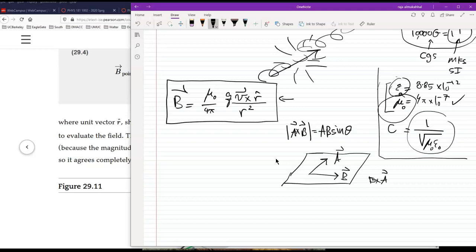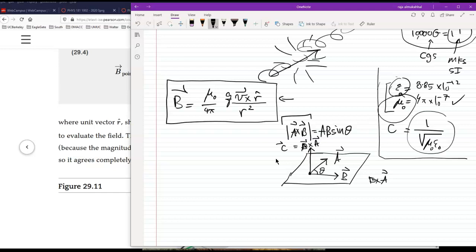So B cross A, with theta the angle between them, is going to give you a vector that is perpendicular to the plane of the two vectors, which is basically this vector. This is B cross A, excuse me. Let's call it C, for example, and that's the angle between them. This is how it looks on the left-hand side of the equation.